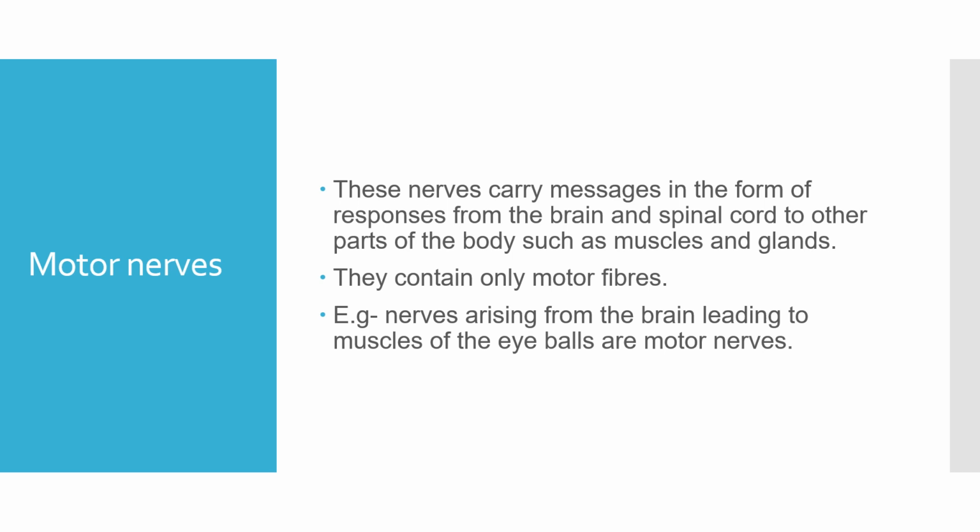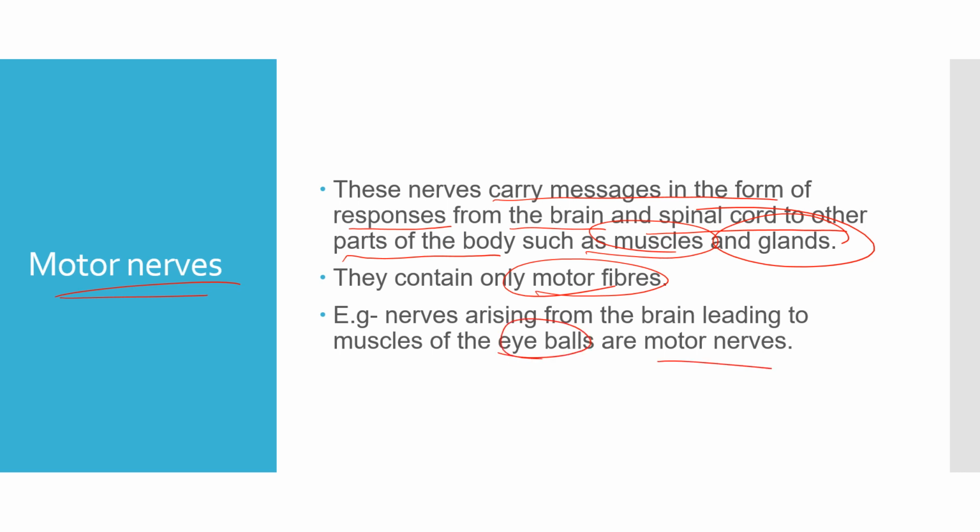Now next come the motor nerves. Motor nerves carry messages from the brain and spinal cord to other parts of the body such as muscles and glands. So this is just the opposite of sensory nerves. They carry messages from the brain to different parts of the body. Is it clear? They have only motor fibers, whereas sensory nerves have only sensory fibers. Nerves arising from the brain and leading to the muscles of the eyeball are called motor nerves.